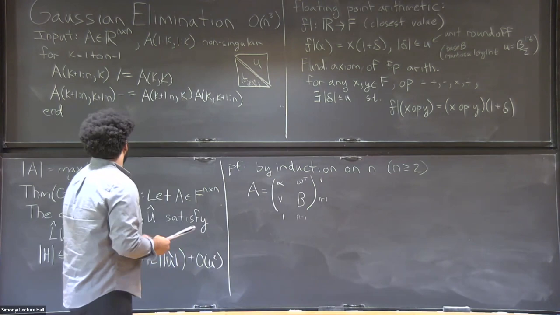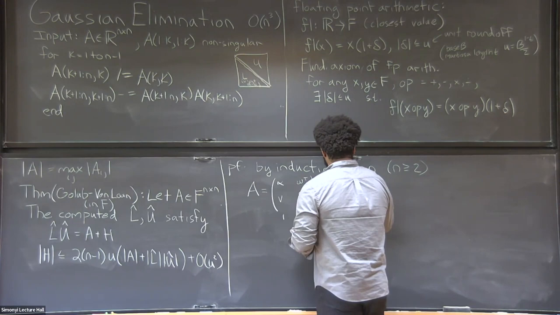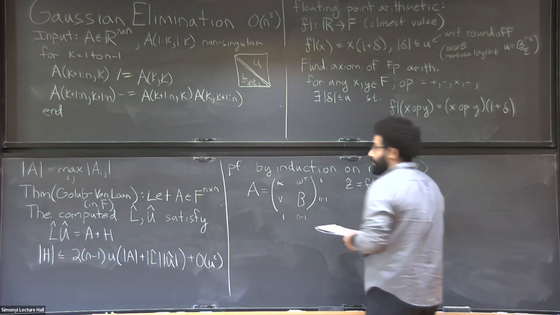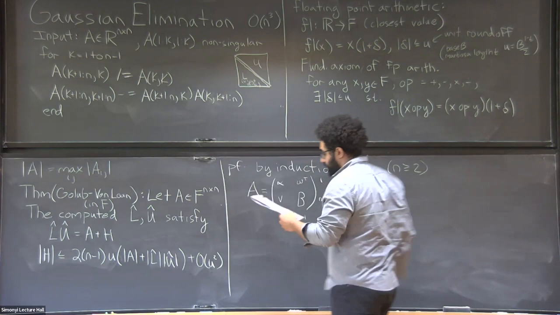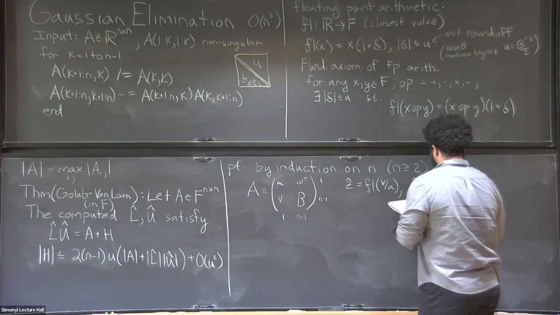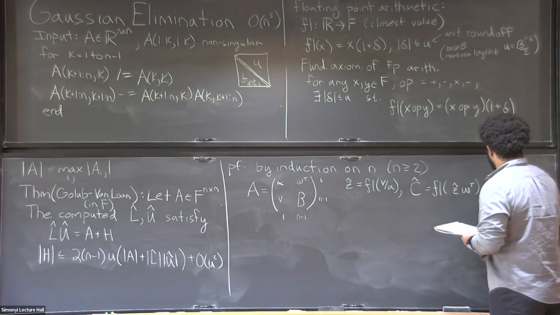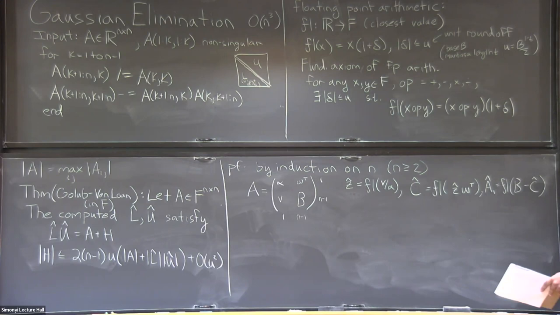Our algorithm is doing three things. So we're going to have error due to floating point arithmetic in three places. What are these three places? Well, let me define a couple things. Our algorithm computes what I'll call z hat, which is just float of v divided by alpha. So that's our first step. Next, we're going to compute this matrix, which I'll call C hat, which is just float of z hat times w transpose. We take what we computed here, multiply it by w transpose, and then finally, I'll define A1 hat to be the float of B minus C hat. So this is a scalar product, the z hat w transpose.